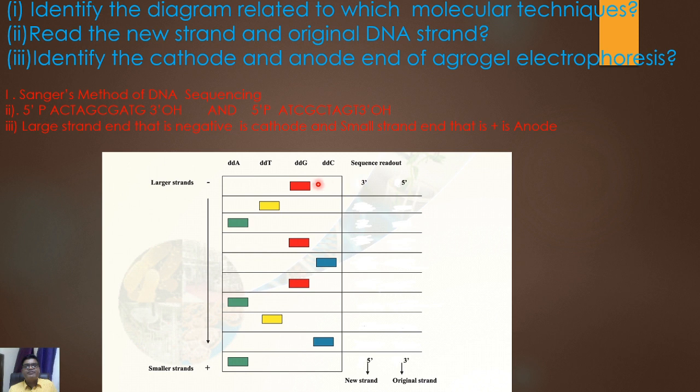Means if it is G, then you will get C here. So you have to read properly. Only then it is correct. Otherwise, it is not correct. If here it is G, then here it must be C. If it is T, then here it must be A. If it is A, here it must be T, and if it is G, here it must be C.